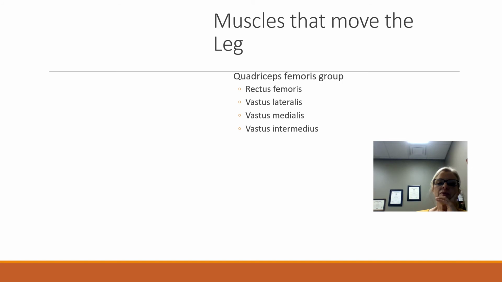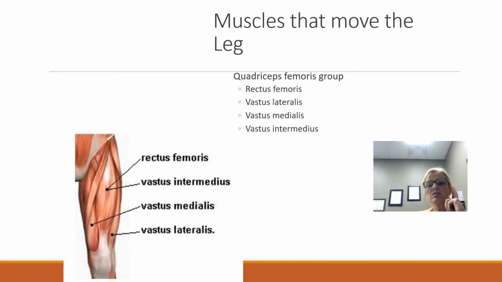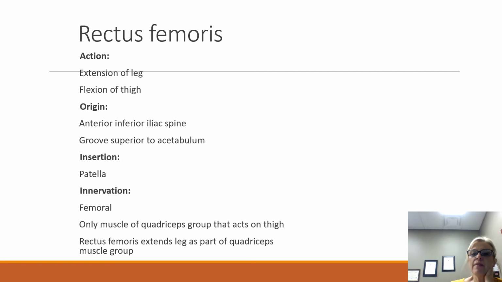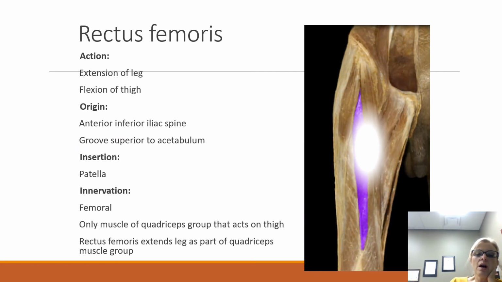So the quadriceps femoris group is made of four muscles. We have the rectus femoris, vastus lateralis, vastus intermedius, and vastus medialis. All right, so here we have the rectus femoris. It extends the leg and does flexion of the thigh. The origin is on the anterior inferior iliac spine, insertion patella.